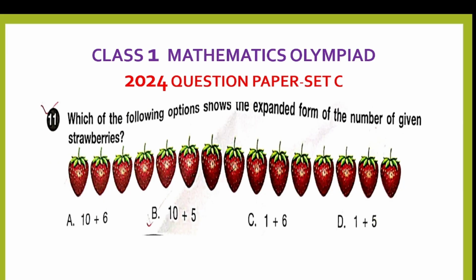Next question. Which of the following options shows the expanded form of the given number of strawberries? So first calculate the number of strawberries. There are 1, 2, 3, 4, 5, 6, 7, 8, 9, 10, 11, 12, 13, 14, 15. So there are 15 strawberries. Let's find the correct option. This is 10 plus 6, that is 16. 10 plus 5 is 15. So this is the answer, right? Because 1 plus 6 is 7, not correct, and 1 plus 5 is 6, not correct. So option B is the correct expanded form.